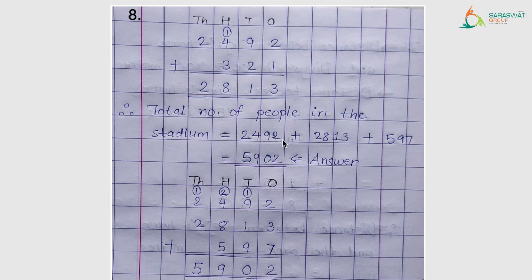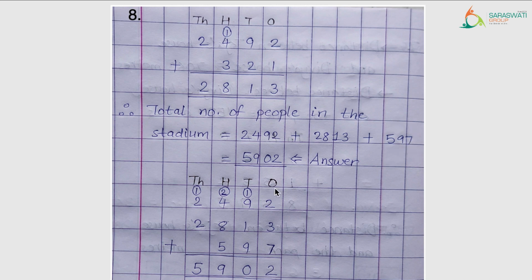2492, this is the number of people in stand A. Add 2813. So this is the number of people in stand B. यहाँ पे हमें जो sum मिला वो, right? Add 597, the number of people in stand C.